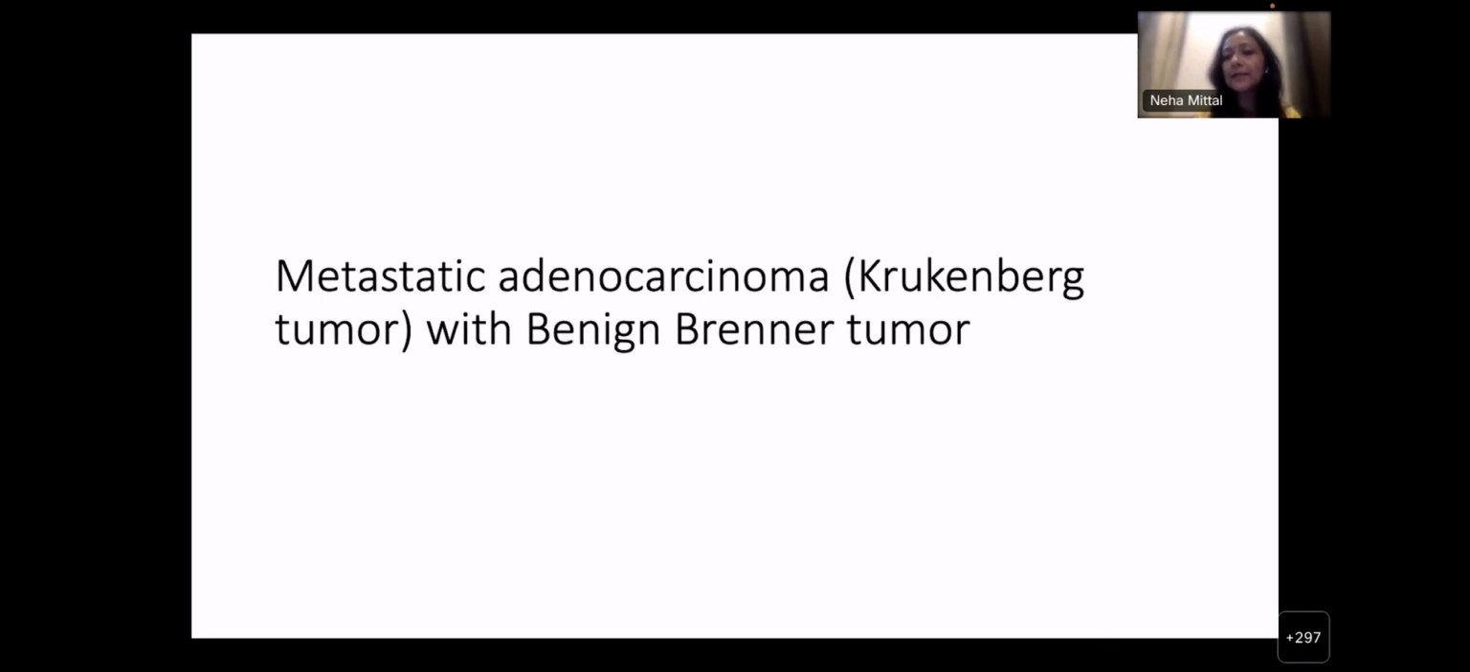So 10% of mucinous tumors can coexist with Brenner's tumors, and that can be all kinds of mucinous tumors. It can be mucinous cystadenomas, borderline, or mucinous adenocarcinomas. And many a time when you have adenocarcinomas coexisting with Brenner's tumor, they are part of teratomas.